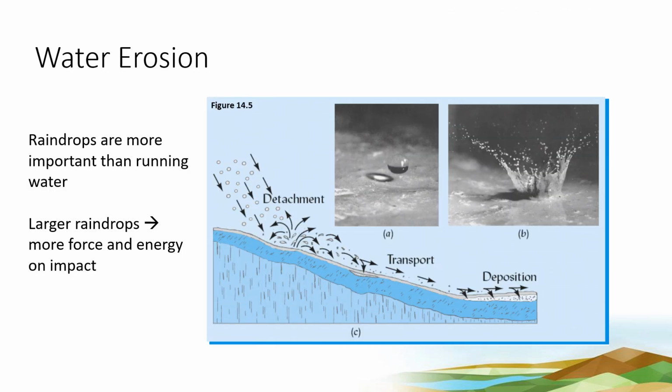Moving on to water erosion, the force of raindrops is more important than the movement of running water. Upon impact of individual raindrops, particles can be detached from their original source. Larger raindrops fall with more force and energy, impacting the soil more than smaller raindrops. Moving water then transports these sediments and ultimately deposits them in a new location.